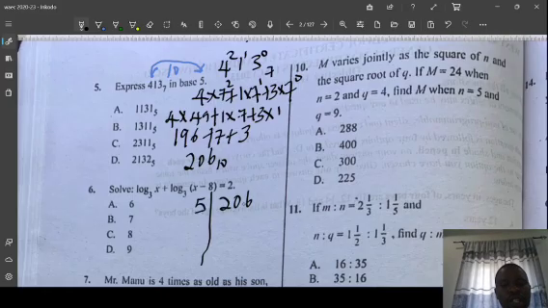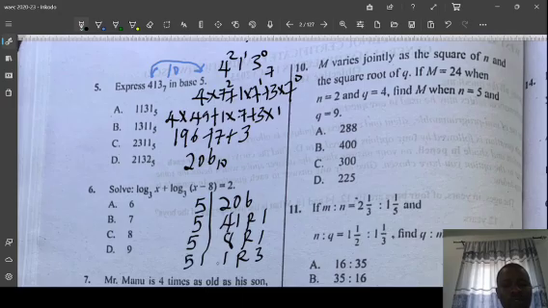So 206 divided by 5 is going to give you 41 remainder 1. We are going to divide again. 41 divided by 5 is going to give me 8 remainder 1. And then 8 divided by 5 is going to give me 1 remainder 3. And then I'm going to divide again. 1 divided by 5 cannot go. That is 0 remainder 1.